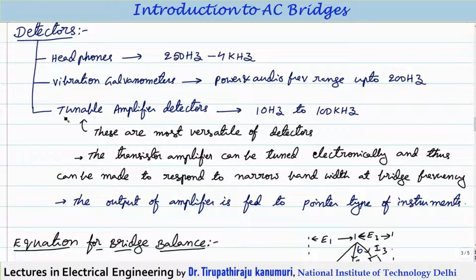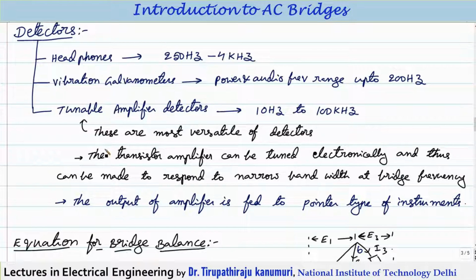And the third one is tunable amplifier detectors. There will be a tunable amplifier, and along with that, one detector or indicator will also be there. These are used for a frequency range of 10 Hz to 100 kHz. So out of these three techniques, this third one is the most versatile detector.